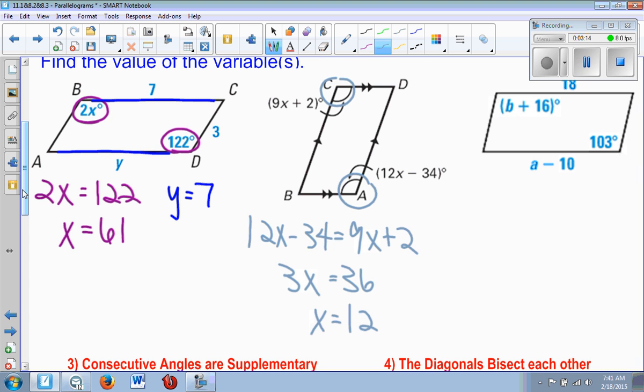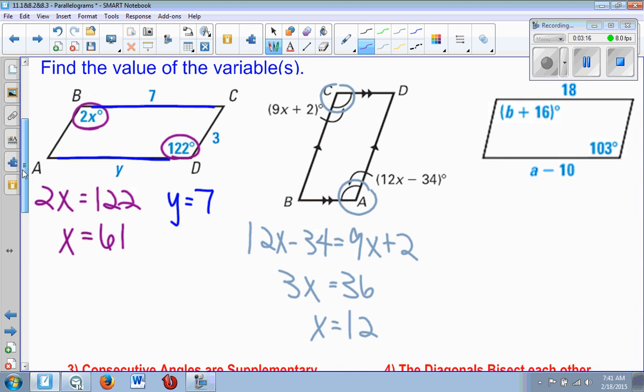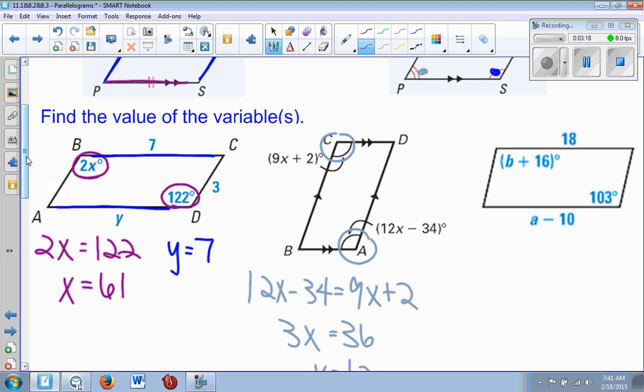In the last problem, very similar strategies to what we've been doing in the last two problems. If I want to solve for A, it is a side length, A minus 10. The opposite side across the parallelogram has to be congruent to A minus 10. So A minus 10 has to be equal to 18. And solving very simply by adding 10, we get A equals 28.